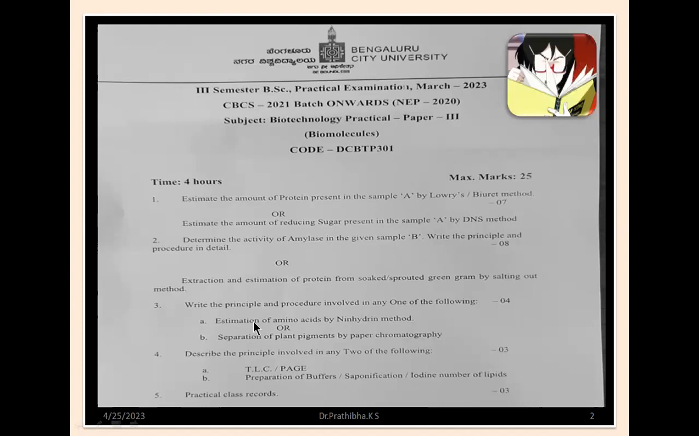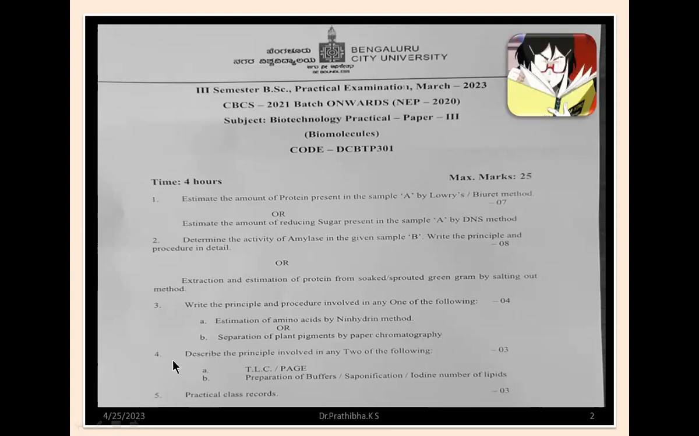You may get estimation of amino acids by ninhydrin method or separation of plant pigments by paper chromatography. So ninhydrin or paper chromatography. In these two, any one you need to write in the examination. Any one will be asked in the exam. Okay, and this carries 4 marks.